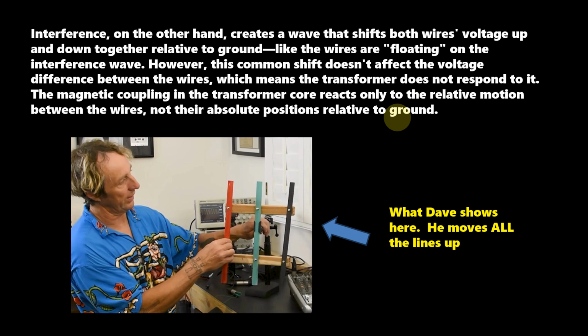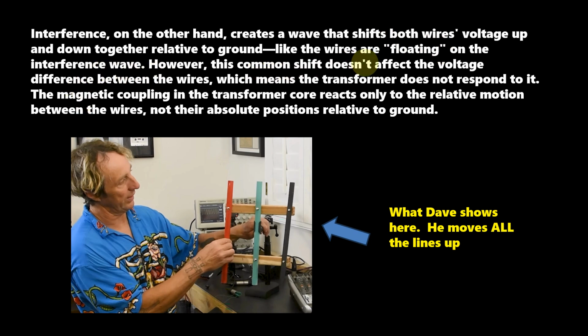Interference, however, is different. It creates a wave that shifts both wires' voltage up and down together relative to ground. Now again, this is where Dave and I had a problem. I'm saying, to me it's like relative to earth ground. He's saying, well, no, not really relative to anything. It doesn't make into the system. But I think it's easier to think about it as relative to ground, and I'll be curious to see what he says. So it's like the wires are floating on the interference wave.